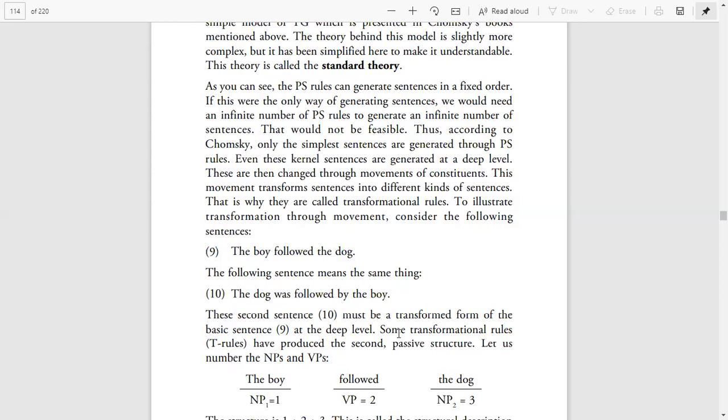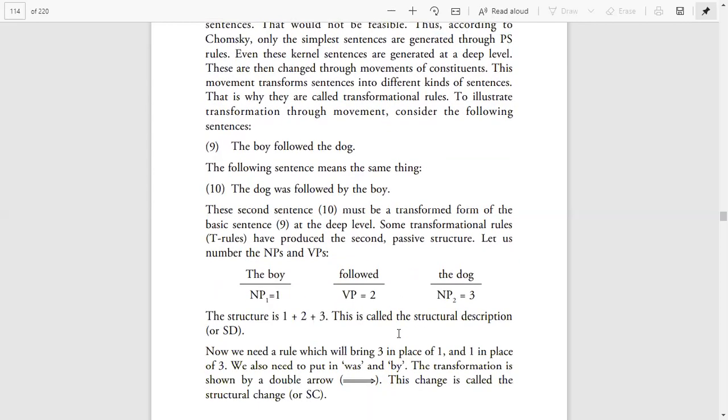Let us number the NPs and VPs here. So of course the boy is the noun phrase. We said noun phrase number 1, followed is the verb phrase, so verb phrase is number 2. The dog again is a noun phrase, so we said noun phrase 2 is equal to 3. Overall we have 3 phrases in this sentence, 2 noun phrases and 1 verb phrase. So the structure is 1 plus 2 plus 3, because we have already named them 1, 2 and 3. This structure is called the structural description, right?